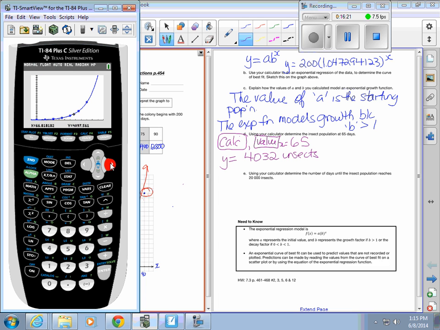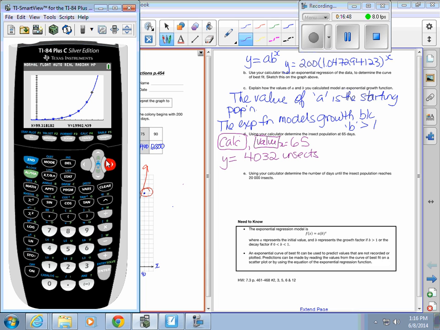So I can move along here until, whoops, go back on the graph. I could do it this way until I hit y equal to 20,000. Okay, I'm too high there. But you can see it's hard to get it at exactly 20,000. So doing it this way works, but it's not as accurate. So it tells me it's at about 99.3.